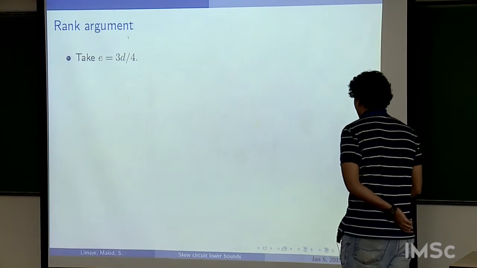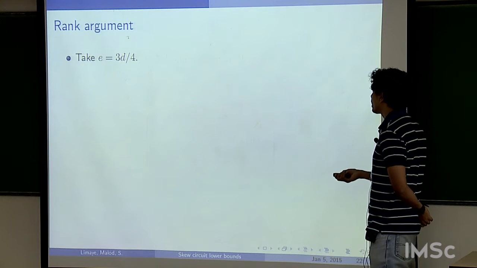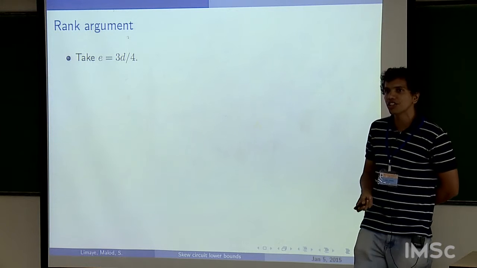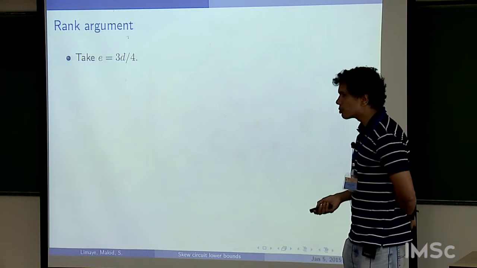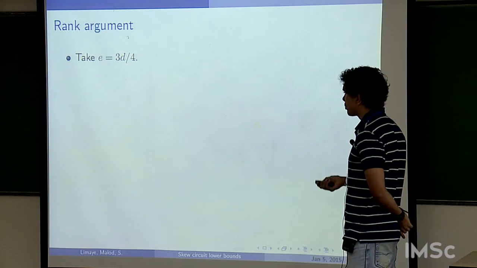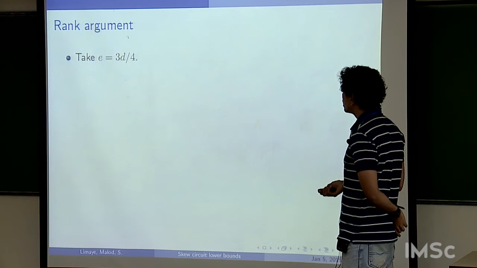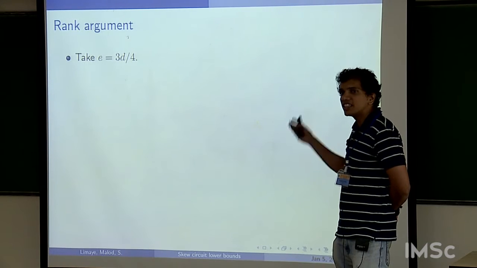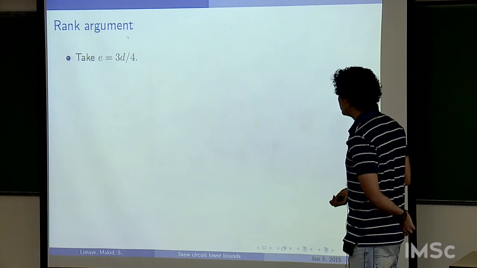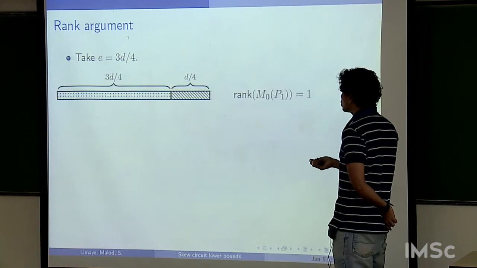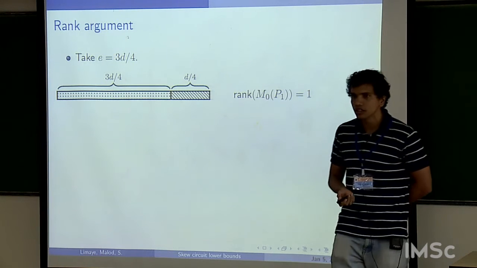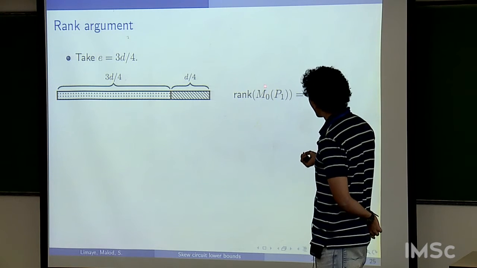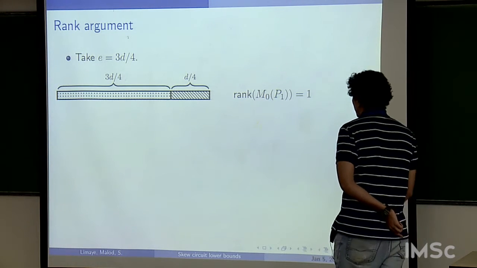So let me just go through it and then pretty quickly we'll be done. Let me just choose parameters. I take E in my decomposition to be 3D by 4, which means that if the polynomial I'm looking at has a small skew circuit, it can be broken up as a sum of a small number of product polynomials, where this E is 3D by 4. So for example, I could have a product polynomial that looks like this. This is exactly what happens in the formula setting, and in this case, I know that the rank of M0 of this product polynomial is 1.